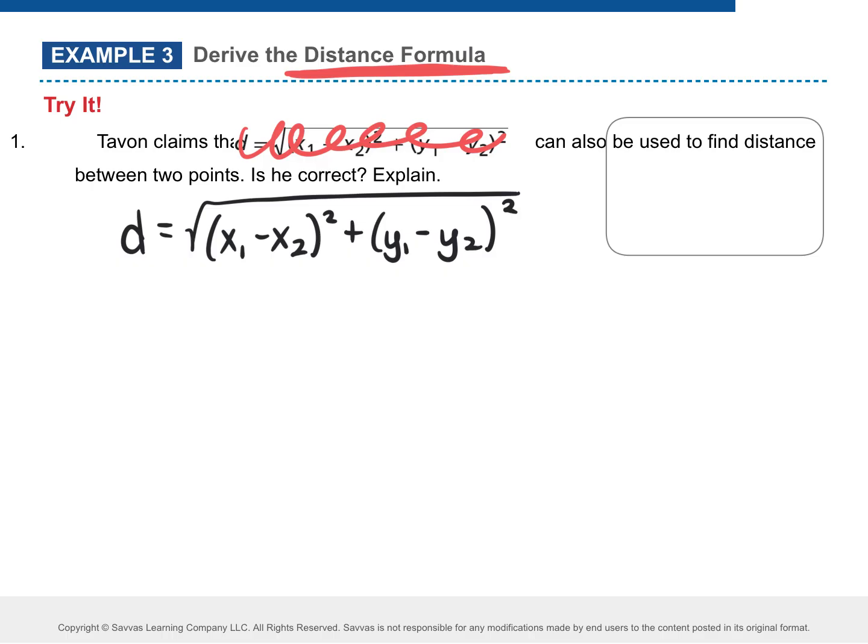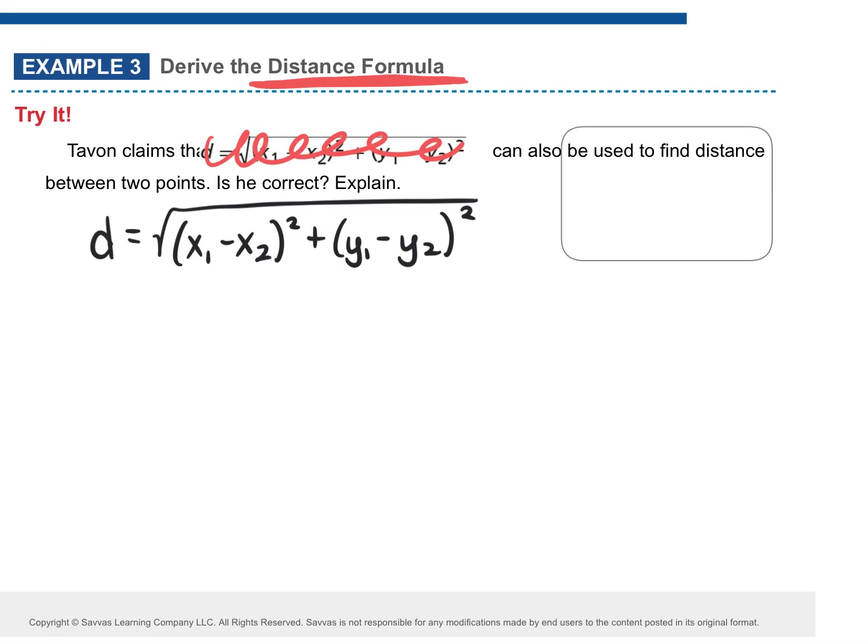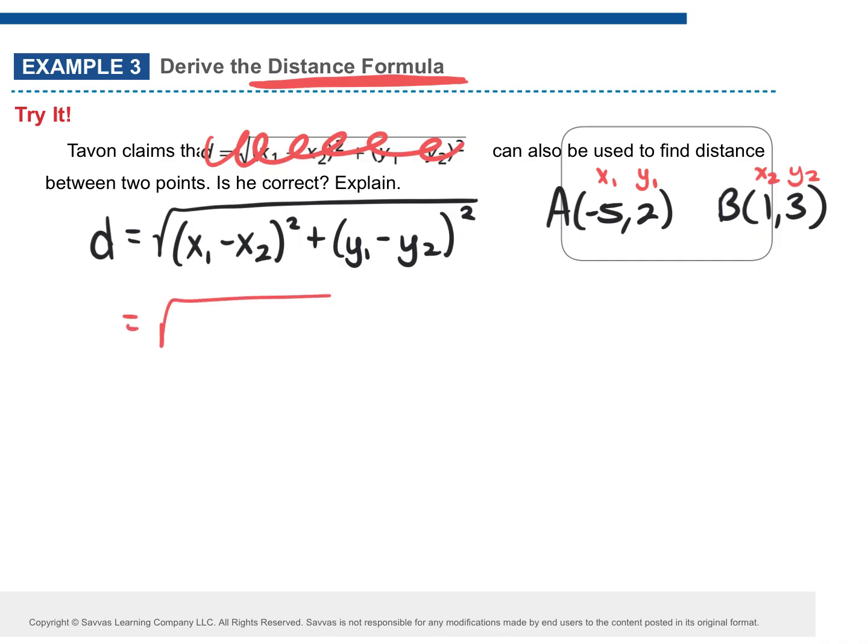What I want us to do is I'm going to give us two coordinates. Write this off to the side. If A is negative 5, 2, and B is 1, 3, let's go through how to do this. I still want you to label. So what should we label A? X1, Y1. What about B? X2, Y2. So we're plugging in values here.